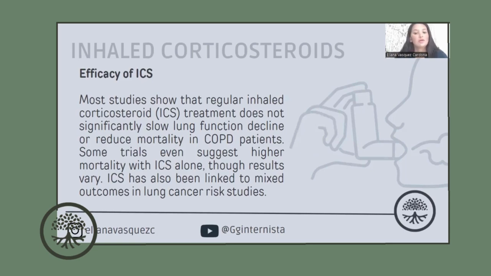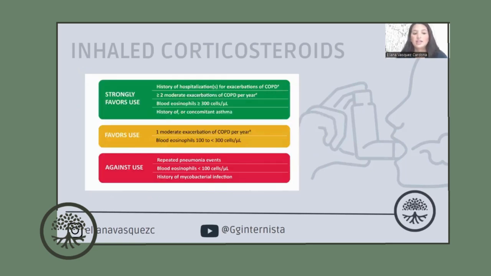It's strongly recommended for COPD patients with a history of asthma or frequent exacerbations and blood eosinophil counts over 300 cells. It is weakly recommended for eosinophil counts over 100 cells. Its withdrawal is possible in patients without asthma or frequent exacerbations.